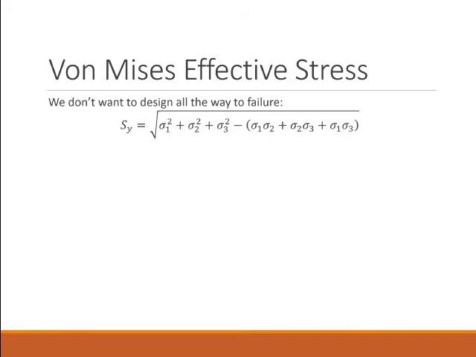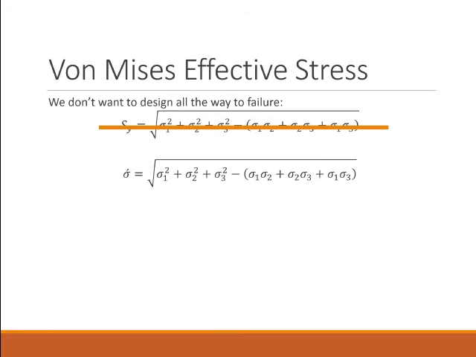Now, the problem here is we don't really want to design all the way until failure. So we understand that this is when the part will fail. But do we really want to push it all the way to failure? Because we typically don't want it to fail, instead of using this equation, we're going to call an effective stress, a von Mises effective stress. And we're going to define it this way, and then we're going to set it equal to the yield strength divided by a safety factor for normal stresses. And there's our definition now for normal stresses.